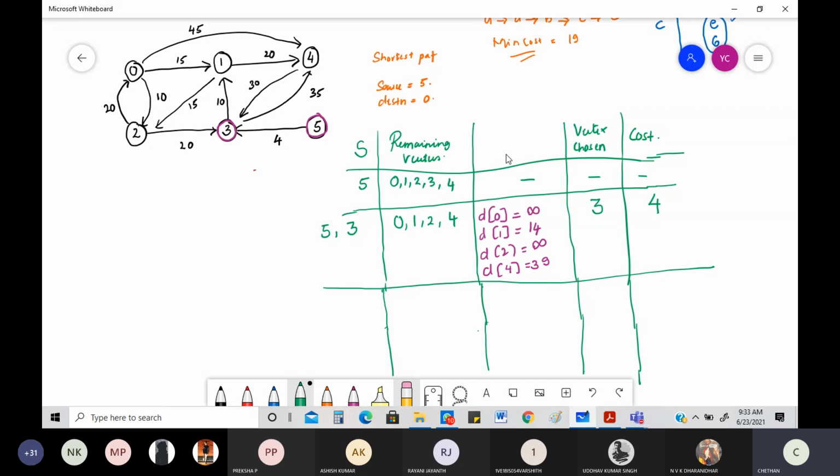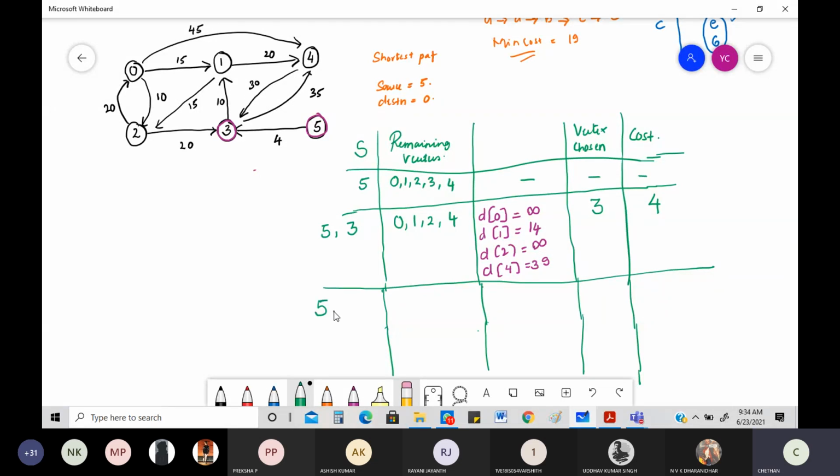From 3, where can I go? Just look into this. Which is having minimum? This is all with regard to the next node only. Which is having minimum? 14. Infinity you can't choose. 39 you can't choose. Which is minimum? 14. I can go for 14, yes. So you got 5, 3. Where I go to 14 means it is nothing but 1.